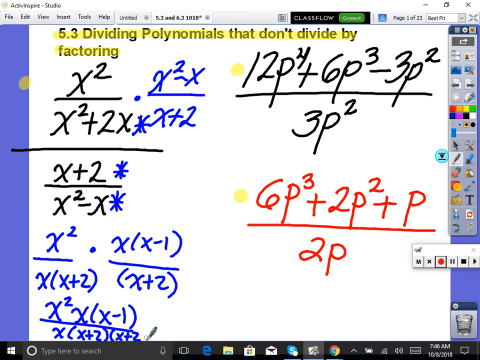Now divide out exact factors. Those divide out, don't they? So that would be it. I didn't restrict because I'm just trying to show you we have done dividing. Now we're going to look at it another way.